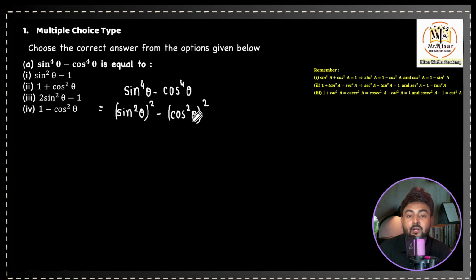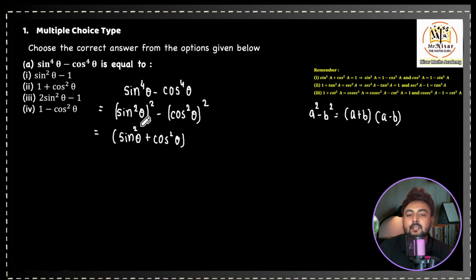Now it becomes a square minus b square, and you are aware of the formula. What is the formula? It's a plus b into a minus b. So it is sine square theta plus cos square theta, this is a plus b, into sine square theta minus cos square theta.